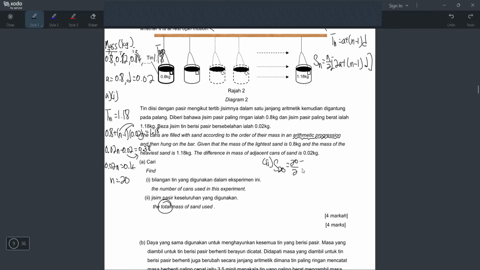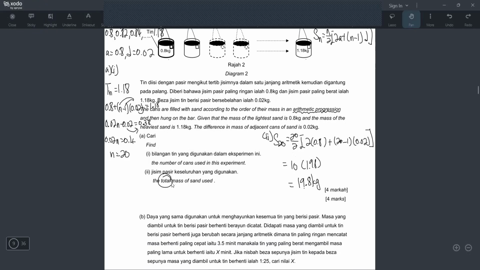So it'll be n over 2, 20 over 2, big bracket 2a. What is the a? 0.8, okay, and then plus n minus 1, which is 20 minus 1, and then d, what is the d? 0.02, right? So when you memorize the formula, it becomes very easy. 20 divided by 2 is 10. Let's press this whole thing. So 2 times 0.8 plus 19 times 0.02. Okay, my calculator gives me 1.98. And of course, you have to times 10, and then you will get 19.8. And don't forget to write the unit. This is in kg, right? Yeah, because this is the mass, the total mass. So let's write kg here. For question number 1, you don't have to write unit because it's a number of cans, right? Only number 2 is mass.